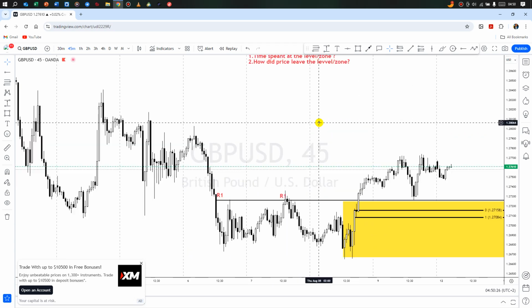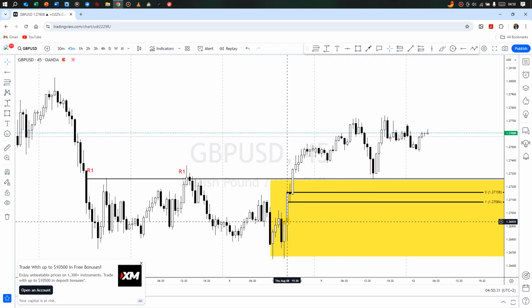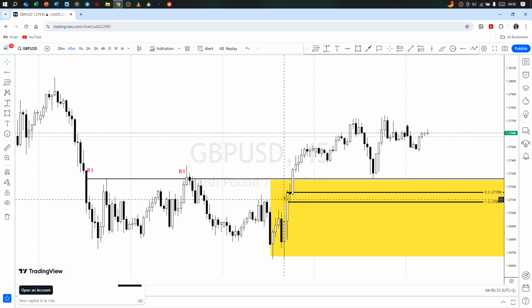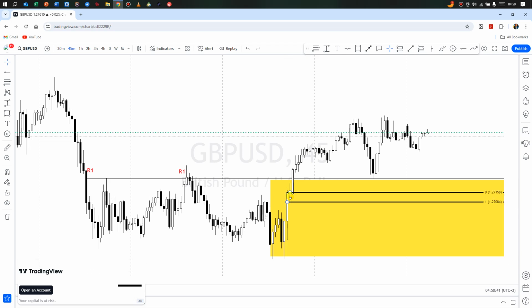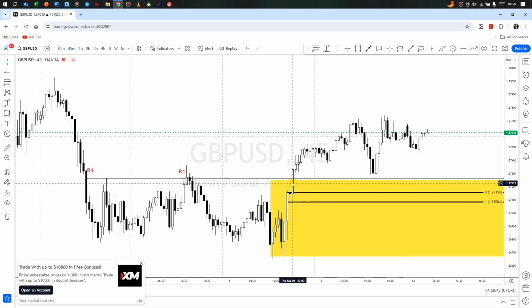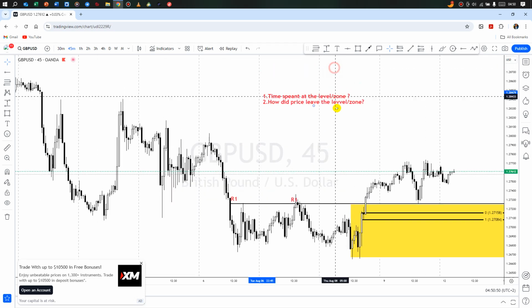Then if you check using our rules, time spent at the level, like I said, it should be a minimum of 3 to a maximum of 6 candles. As you can see in this area, we have 1 with this bullish candle, which is our rally, then 2, which is our base, this bearish candle, then 3 with this one. So it meets the requirements. Like I said, it should be a minimum of 3 to a maximum of 6 candles.